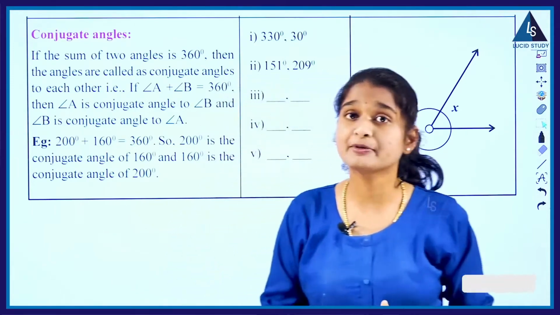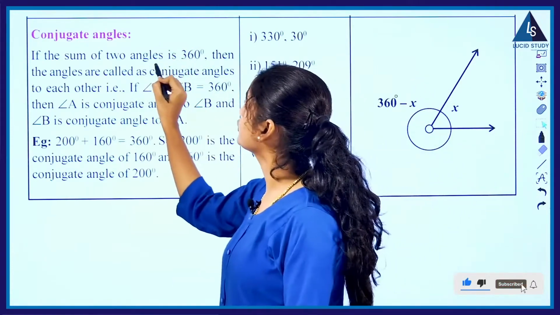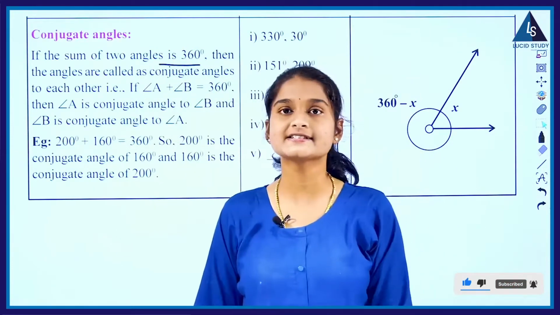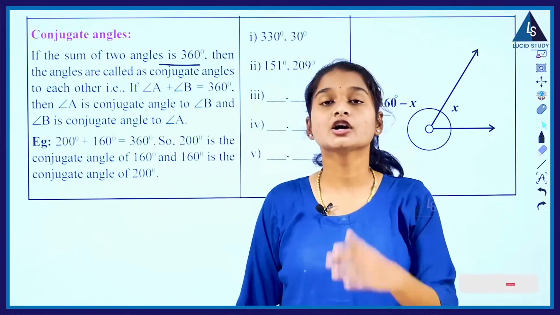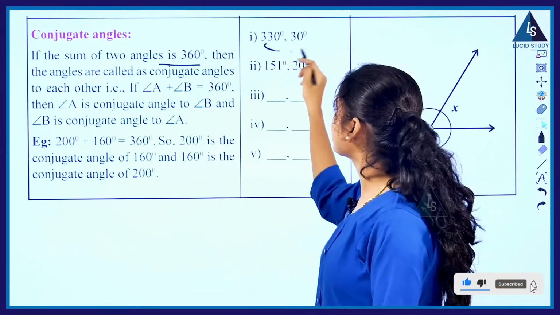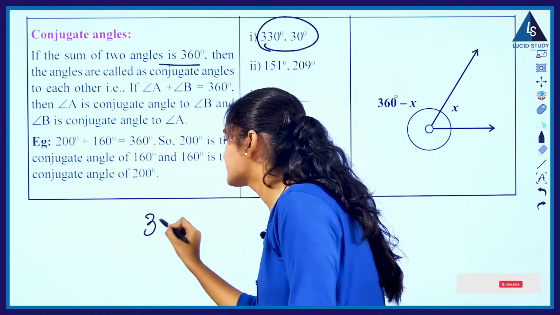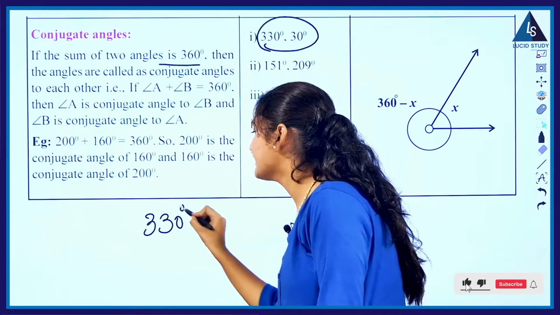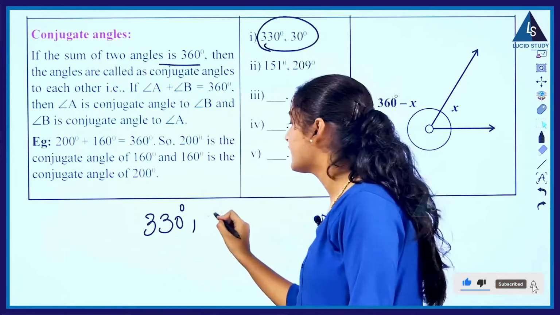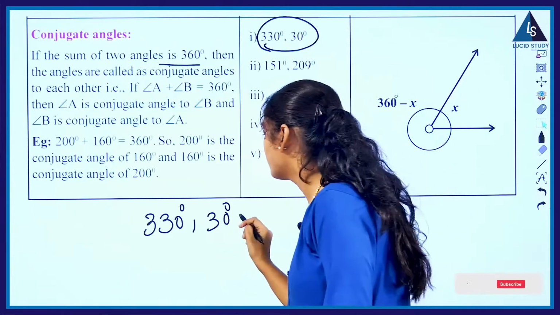Now the third type of angle, that is conjugate angles. If the sum of two angles is 360 degrees, then the angles are called conjugate angles. You can take any two angles. You can take 330 degrees and 30 degrees. See, I took two angles. One is 330, the other one is 30. Now add these two angles. What is the sum?